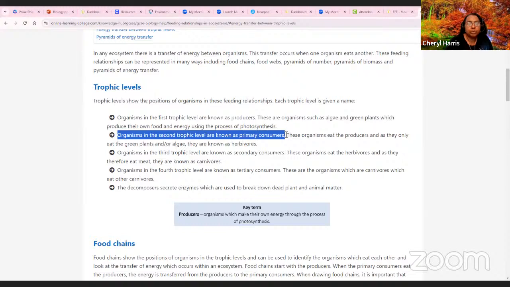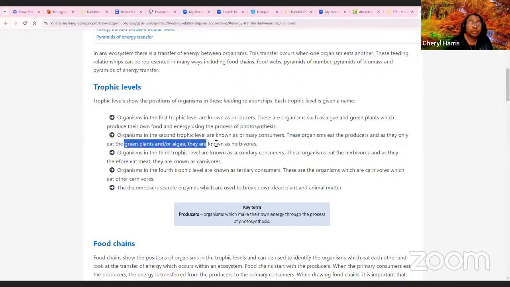The second level is the consumers, the primary consumers. Everything after producer is a consumer because it does not make its own food. The primary consumers are the ones that eat the producers, and that's all they eat. So they're vegetarians, or herbivores.